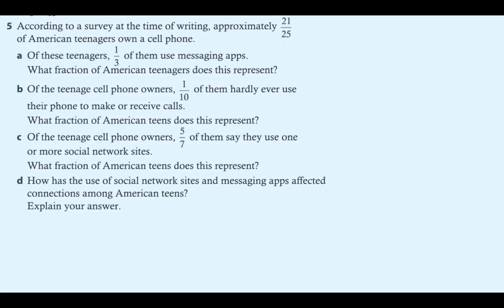Now question number 5. According to a survey at the time of writing, approximately 21 out of 25 American teenagers own a cell phone. So of these teenagers, one third of them use a messaging app. What fraction of American teenagers does this? So basically 21 over 25, one third of this will be, we just need to simplify this, 3 ones are 3, 3 sevens are 21, 25. So this is 7 over 25.